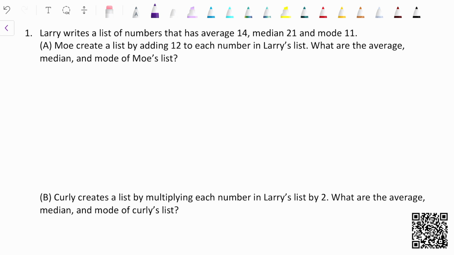Today's first question is, Larry writes a list of numbers that has average 14, median 21, and mode 11. Mo created a list by adding 12 to each number in Larry's list. What are the average, median, and mode of Mo's list?